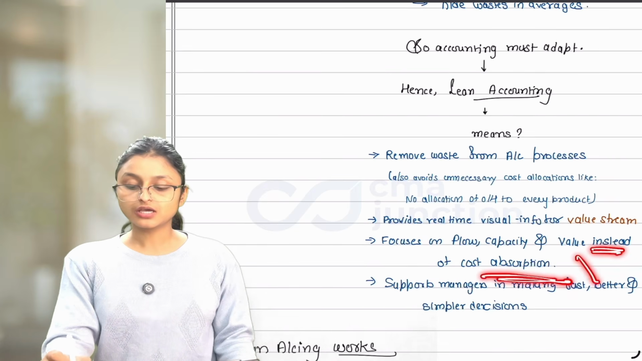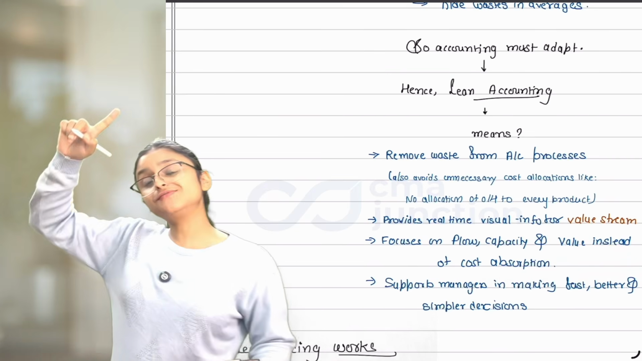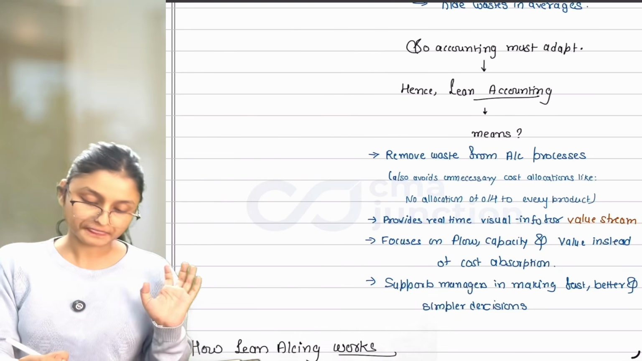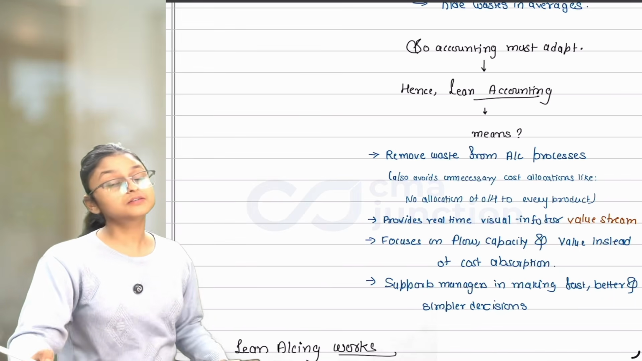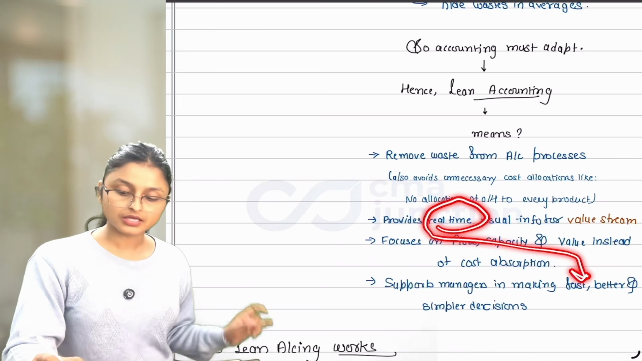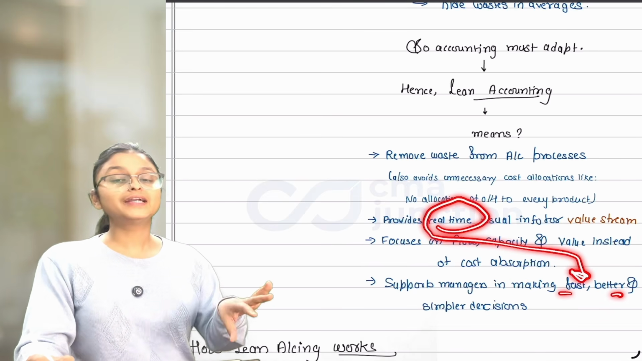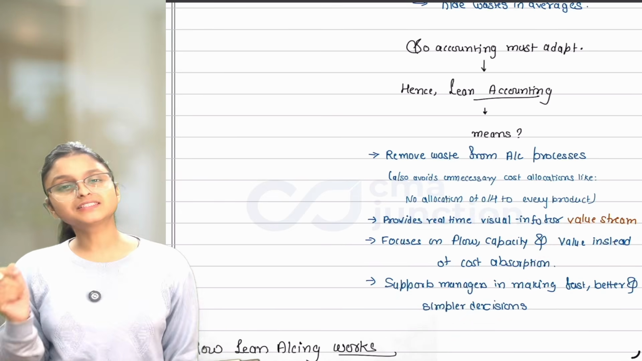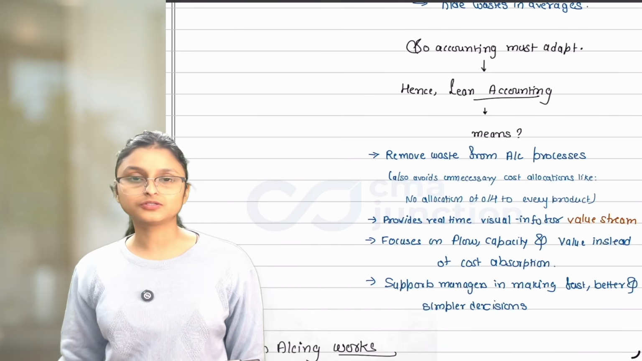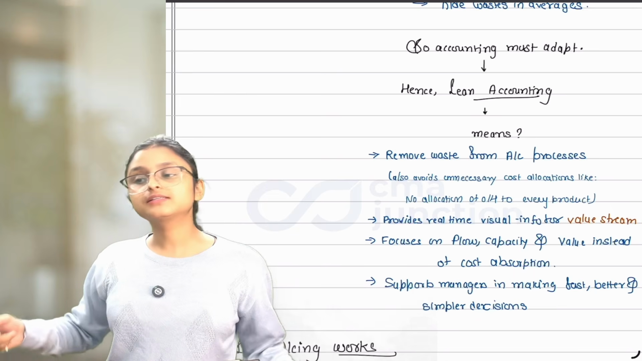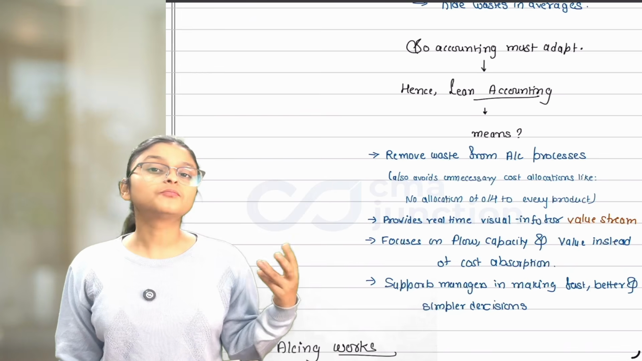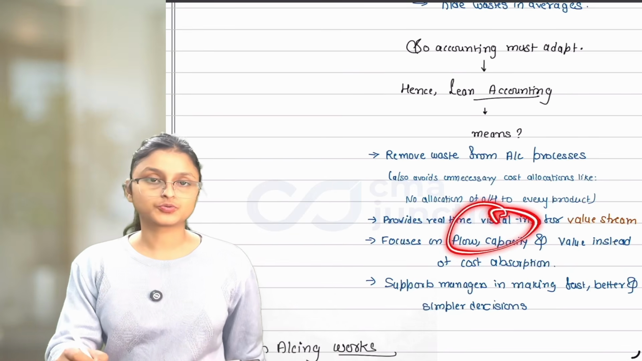Instead of cost absorption, our main focus now is not cost absorption as we used to do in traditional accounting. Now our main focus is flow, capacity, and value. Support managers in making fast, better, and simpler decisions. As we are able to provide real-time information to the managers, they are able to make fast, better, and simpler decisions. Now, when we say simpler decisions, it does not mean that lean accounting will be used only for simple decisions. Simpler decisions means it's easier for the managers to take decisions now because they are able to understand the data more precisely with the help of visuals.